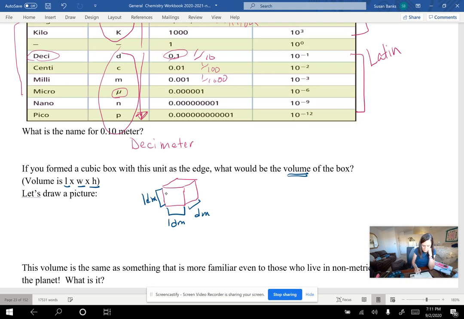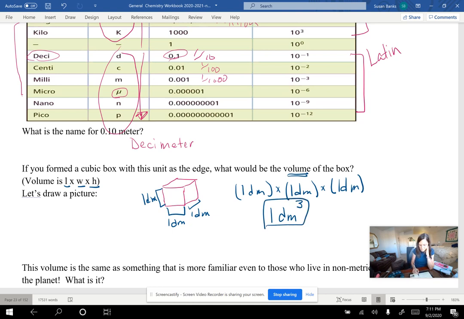So my length is 1 decimeter, my height is a decimeter. So if I take 1 decimeter for my length, multiply it by 1 decimeter for my width, and multiply it by 1 decimeter for my height, 1 times 1 times 1 is still 1. But then my unit, that would be squared, right? 1 times 1, that would square it, times another one would be cubed. So I would get 1 decimeter cubed for my answer here.